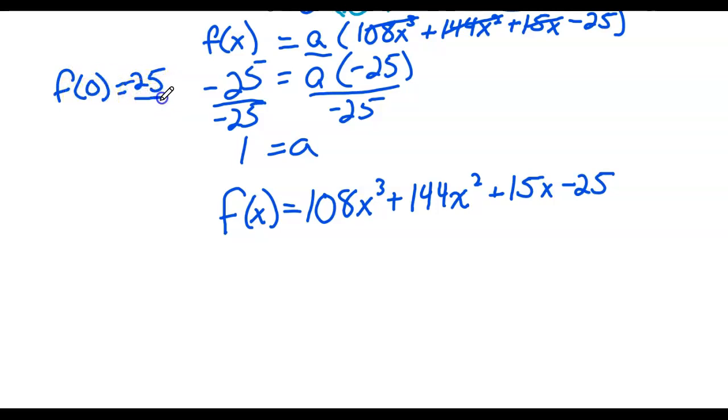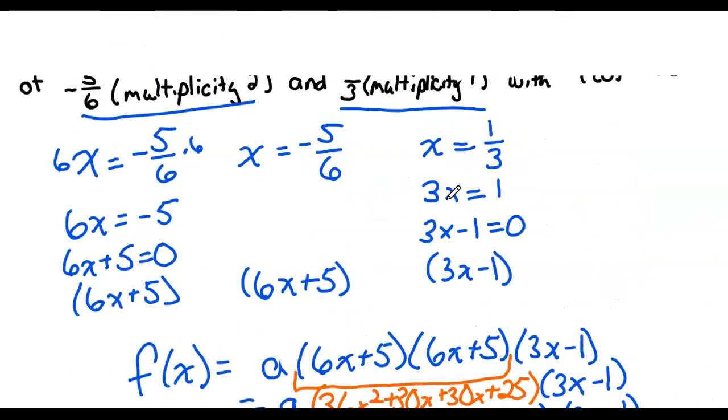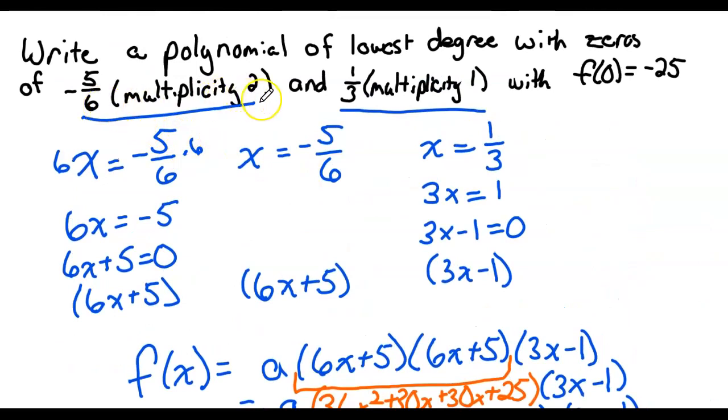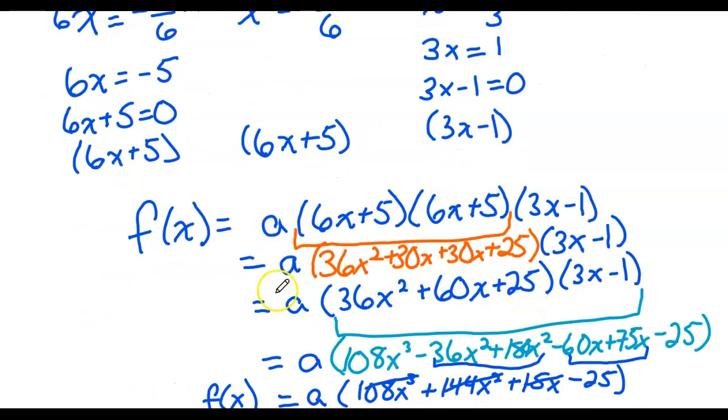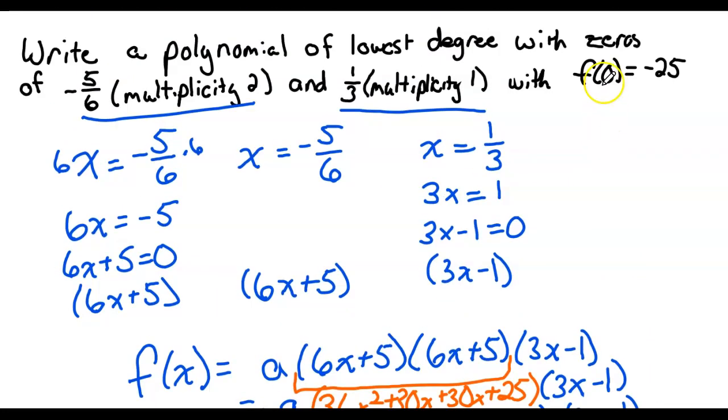Most of the time, if you have a 0 here, it's going to be very nice. You're going to be able to set this number equal to your constant and solve for your a. But what you're basically doing is taking your zeros and putting them back into that factored format and multiplying those back together. And then you're going to have to solve for that a given this information here. If you have other questions, let me know.